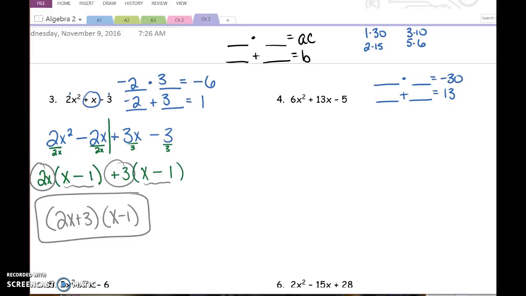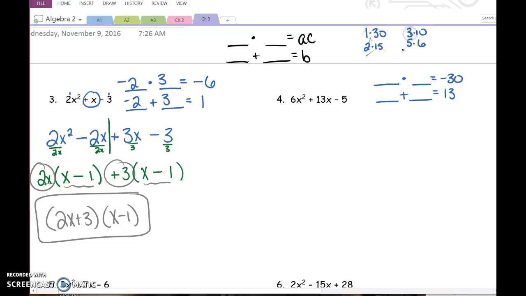Multiply to negative 30 and add to 13. I don't know. How am I supposed to figure that out? That's what my brain initially does. So if that's what your brain is doing, that's okay. Here's a way to cope with it, or here's a way to get your brain to think about it better.